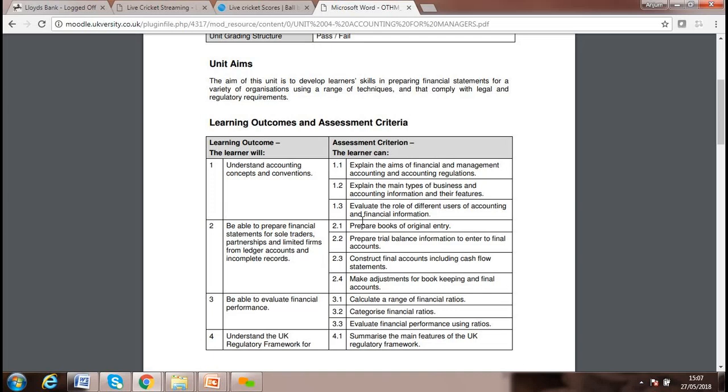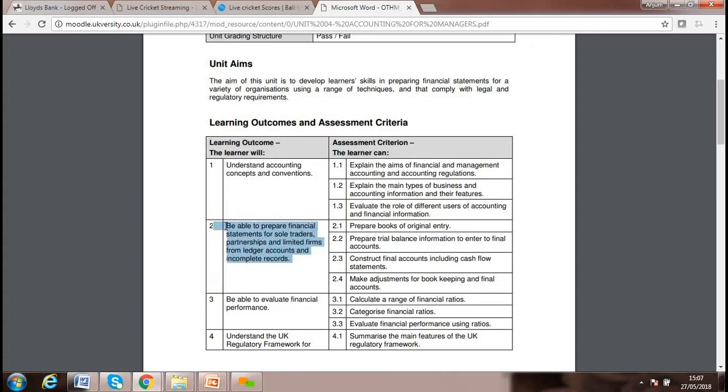So today we are moving forward. Today is our LO2, learning outcome 2, which is quite a big learning outcome, and we'll do our best to meet as much as we can today. Otherwise we'll go through a few elements during the next lesson as well, and then move on. The next lesson is all about calculating financial ratios. Today's lesson will be focused on being able to prepare the financial statements of a sole trader, partnership and limited company from ledger accounts and incomplete records.